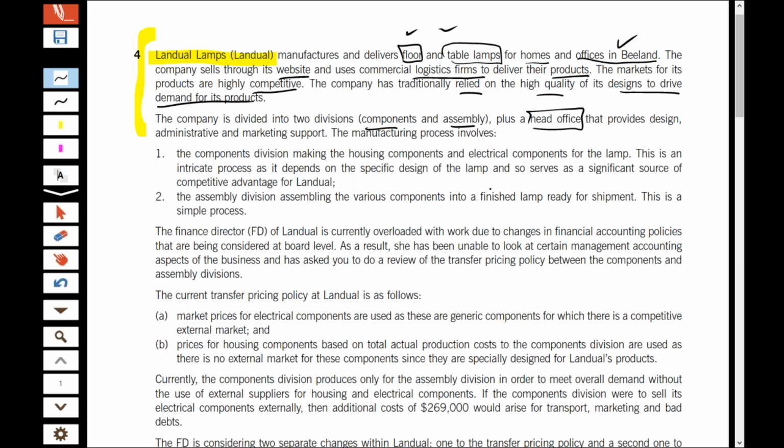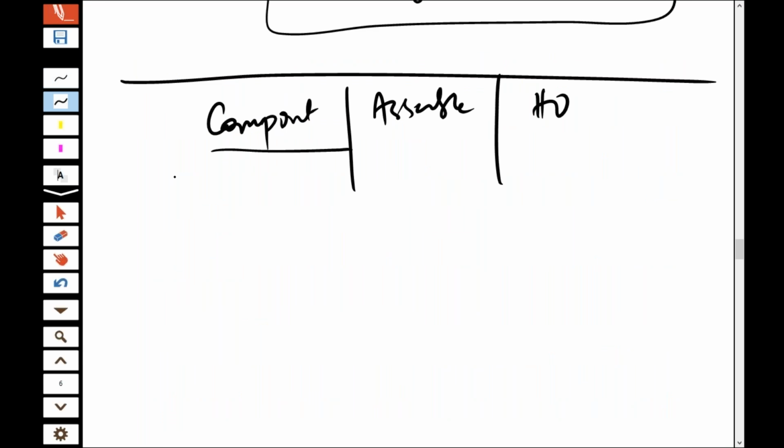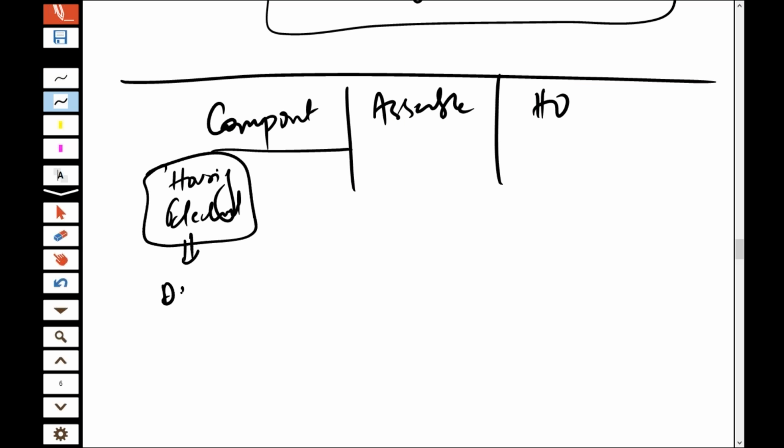The components division makes the housing components and electrical components for the lamp. This is an intricate process as it depends on the specific design of the lamp and serves as a significant source of competitive edge for Landwell. So the housing and the electrical components are being designed.